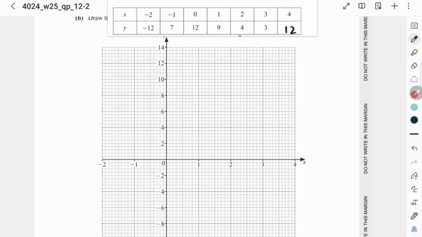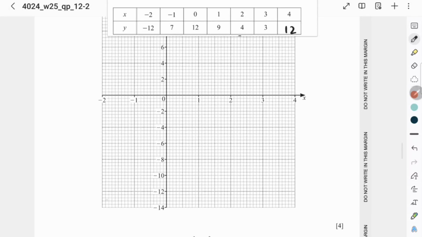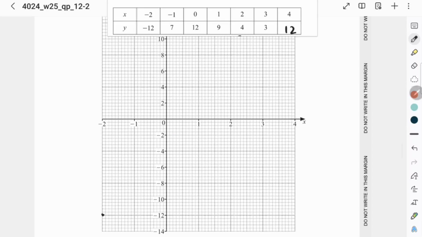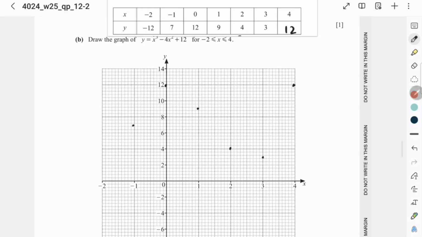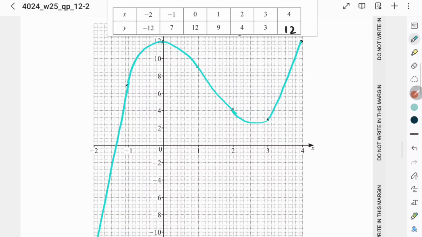So there are the numbers. Minus 2, minus 12, it's here. Then minus 1 and then 7. Then we have 0, 12. Then we have 1, 9. And then we have 2, 4. And then 3, 3. And then we have 4, 12. Join all the points. Okay, join them.